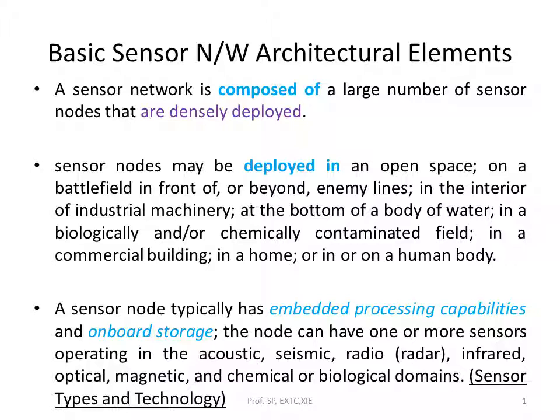Sensor nodes may be densely deployed in an open space, maybe a battlefield in front of or beyond enemy lines, in the interior of industrial machinery, at the bottom of a water body, in a biologically or chemically contaminated field, in a commercial building, in a home, or in a human body. So anywhere we can have a wireless sensor network deployed. Or maybe somewhere a disaster has happened and you want to collect data from there.